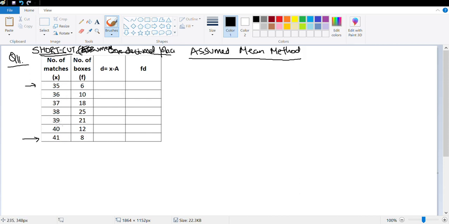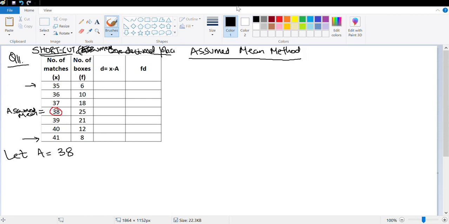So in this case, how many data points are there? 1, 2, 3, 4, 5, 6, 7. So let's take the completely middle one, which is the fourth one. So let's say the assumed mean, known as A, is equal to 38. That is something that I need to write. Let A be equal to 38. Perfect. So I am assuming that my mean is 38.